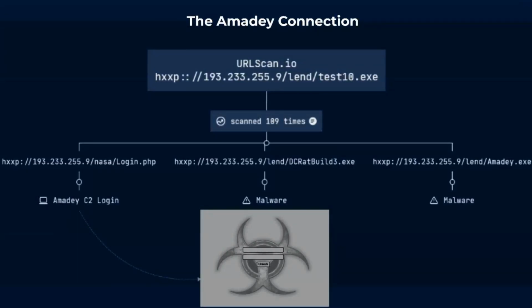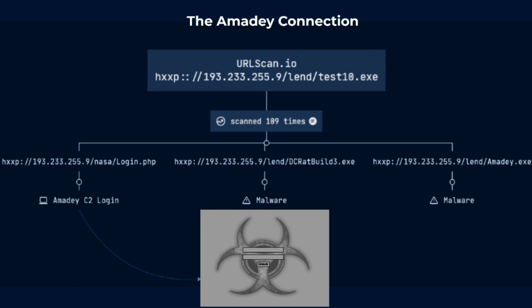So when examining the results from URL scan, we noticed the URL had been scanned 109 times, and this means that URL scan will track the IPs and the domains that the URL contacted. It will note the resources requested from those domains, as well as information about the page itself. So there were several URLs that hosted executables that either looked or were verified as suspicious or malicious.